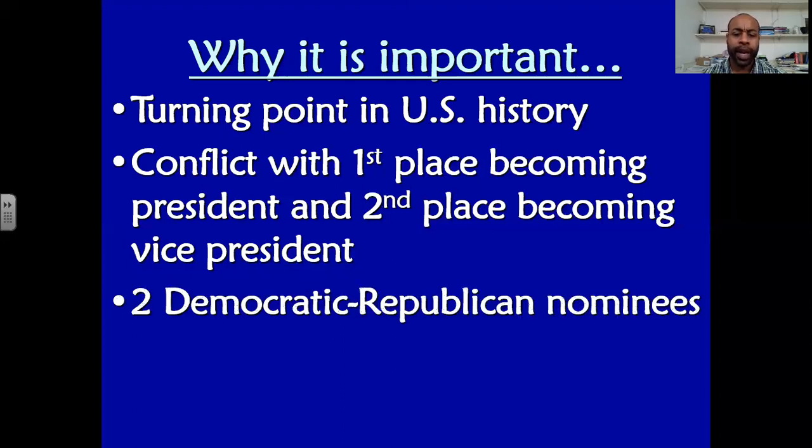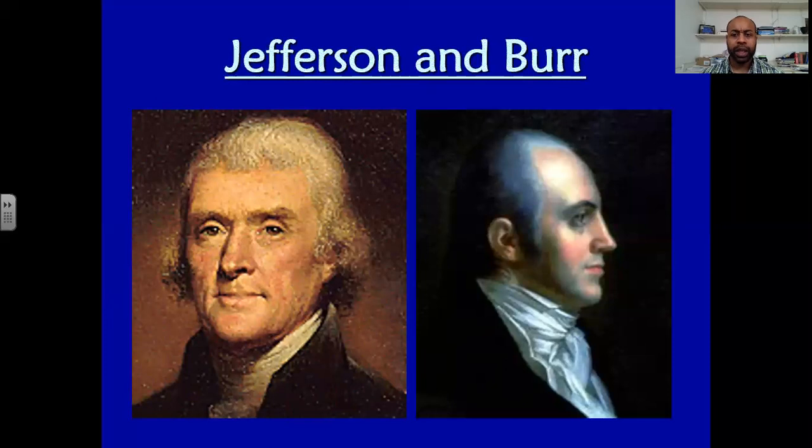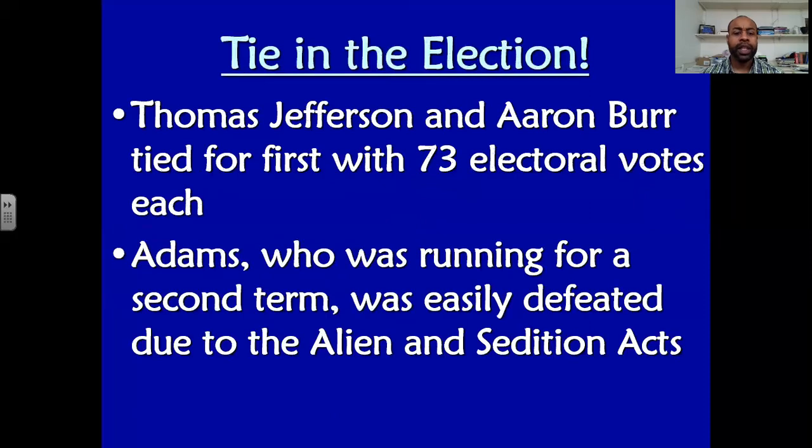Okay. The Democratic Republicans would nominate two nominees, Thomas Jefferson and Aaron Burr. And this becomes the new president and vice president, even though they're on the same ticket. This is a picture of Jefferson, of course, and Aaron Burr. The election ends up being tied. So it's the first tie in the Electoral College.